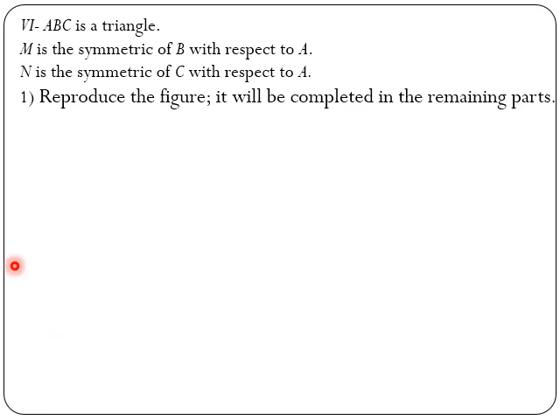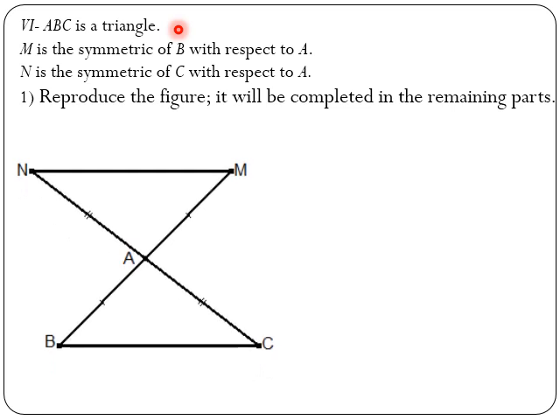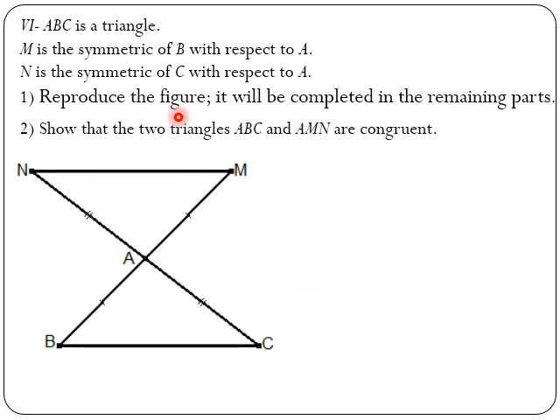Now, the last question. ABC is a triangle. M is symmetric of B with respect to A. In other words, A is the midpoint of MB, MA equal to AB. Okay, that's how I'm reading the given. N is symmetric of C with respect to A. That means A is the midpoint of NC and NA equal to AC. Reproduce the figure. It means that you have to draw the figure on your paper. We will complete it in the remaining parts.